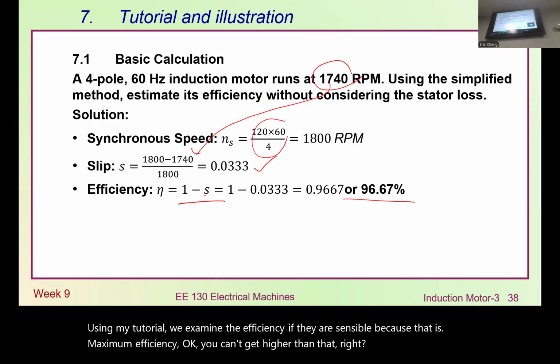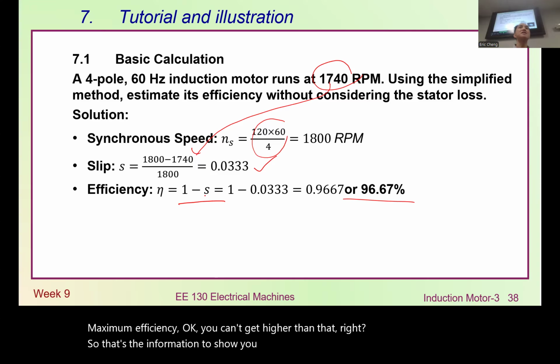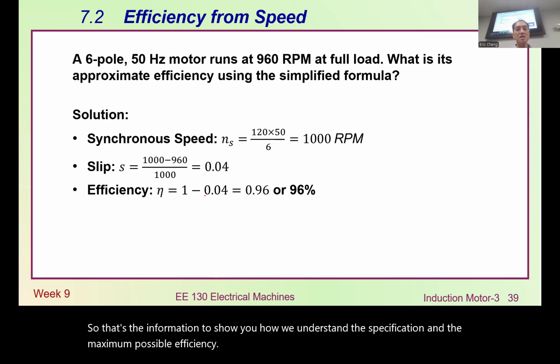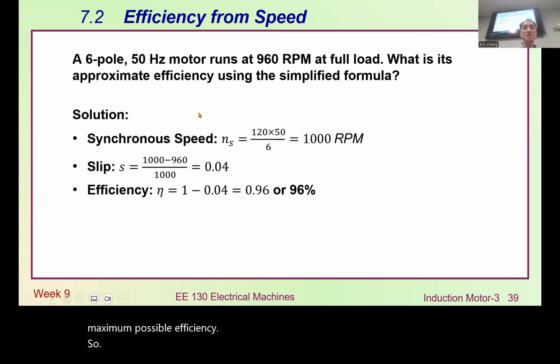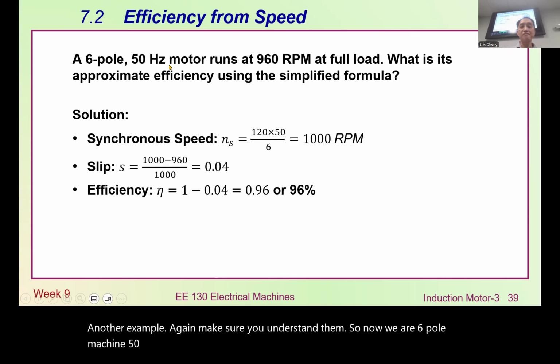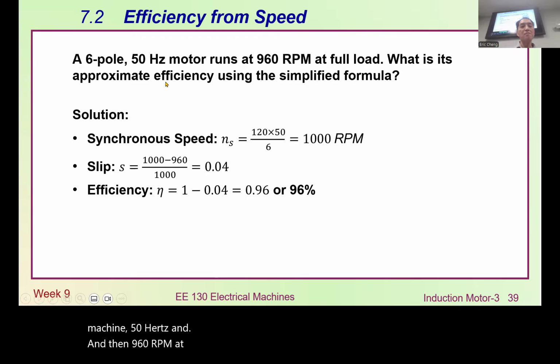So that's the information to show you how we understand the specification and the maximum possible efficiency. So next, another example, again, make sure you understand them. Now we have a 6-pole machine, 50 Hertz, and 960 RPM at full load. What is the approximate efficiency using the simplified formulation?